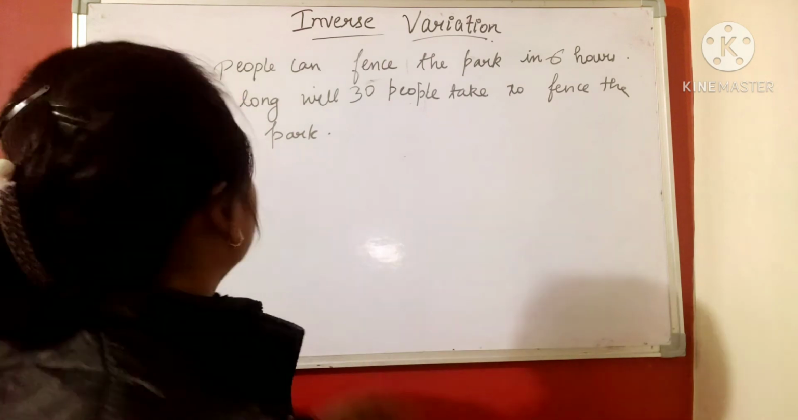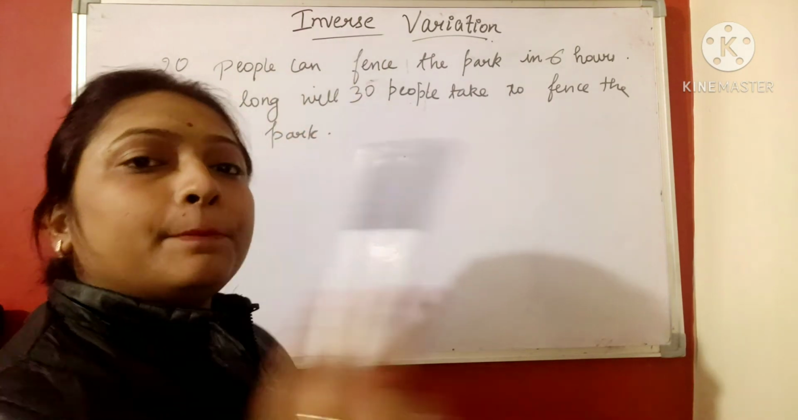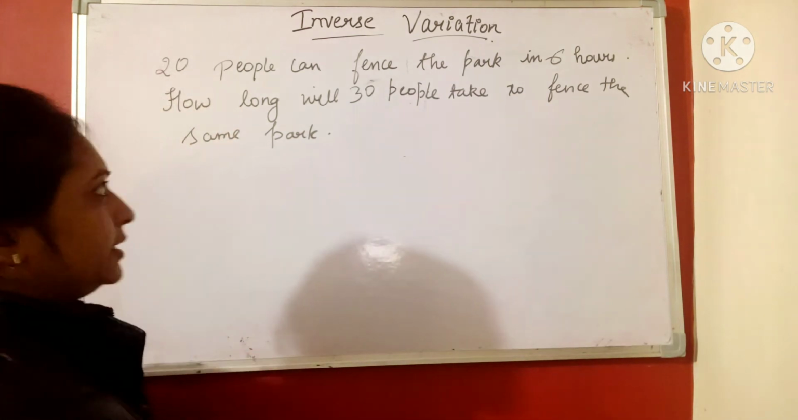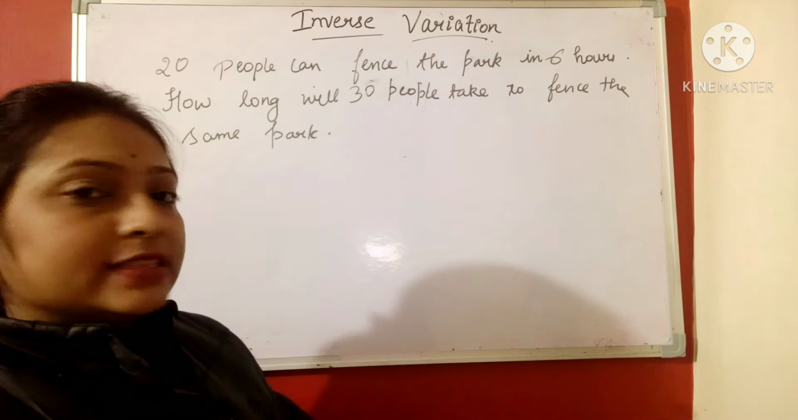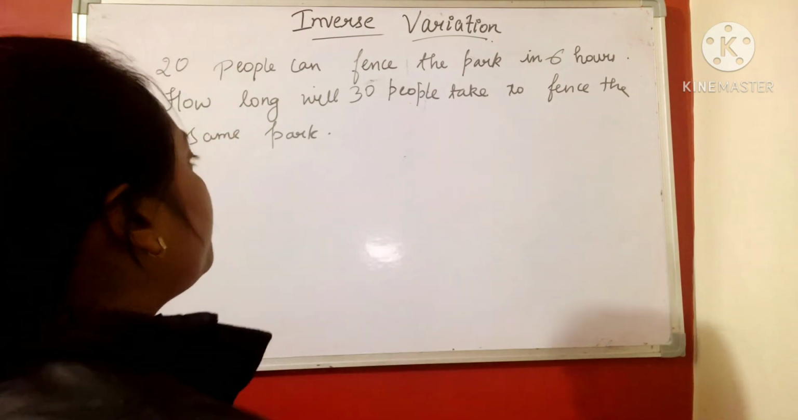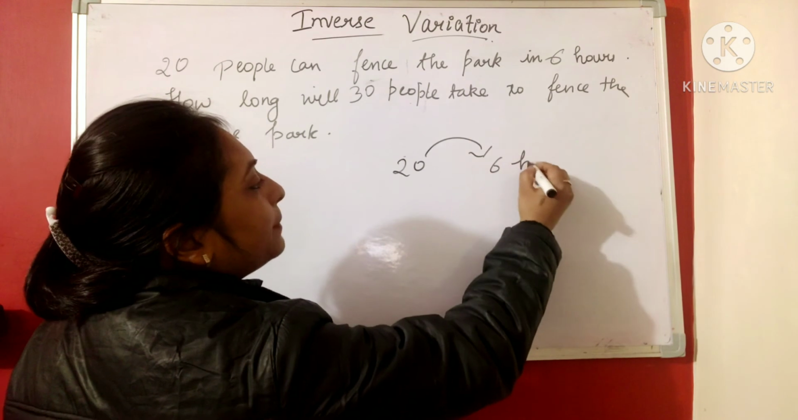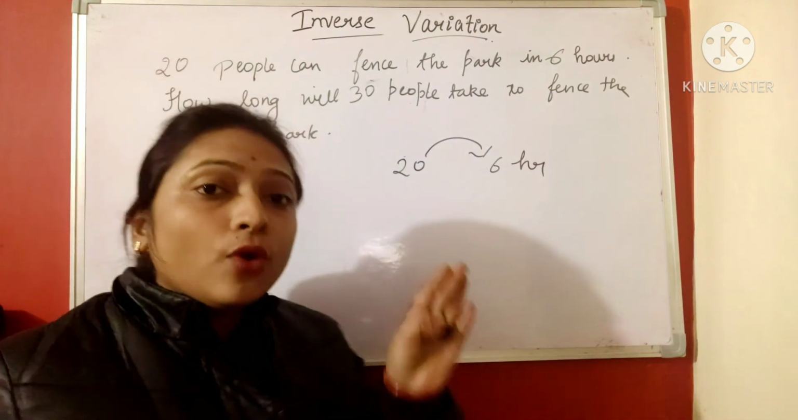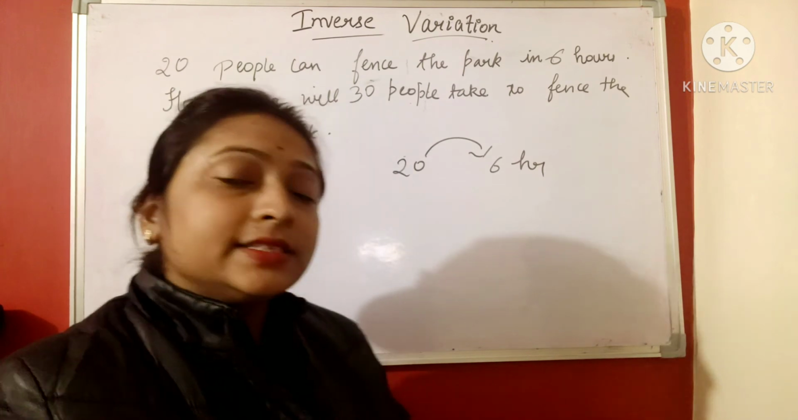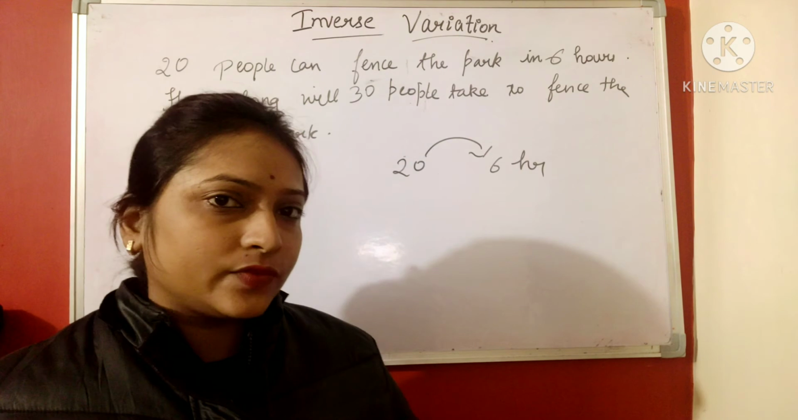See this question. In this question, 20 people can fence the park in 6 hours. How long will 30 people take to fence the same park? Now, if 20 people are required for fencing the park and they are taking 6 hours, then if more people are there, lesser time would be needed. So this is again the case of inverse variation.